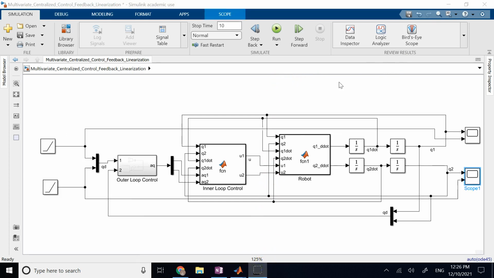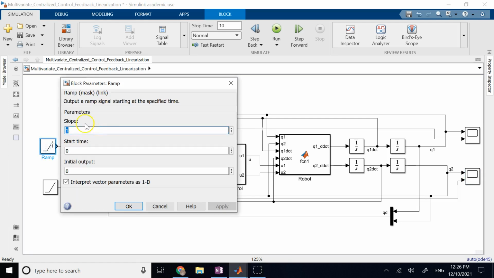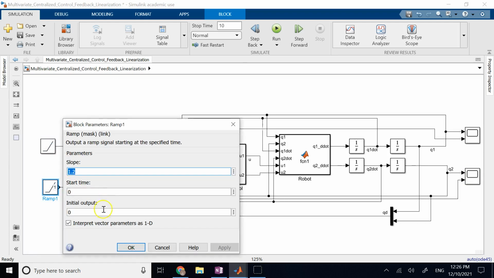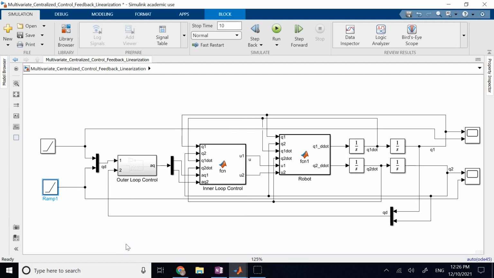Okay, to demonstrate that it can do more than set point tracking, here I have changed the inputs from constant step functions or just constant numbers to ramp functions. So this is a ramp with the slope of 1, this is a ramp with the slope of 1.2, right? And let's say they are increasing, the desired angles are increasing versus time.